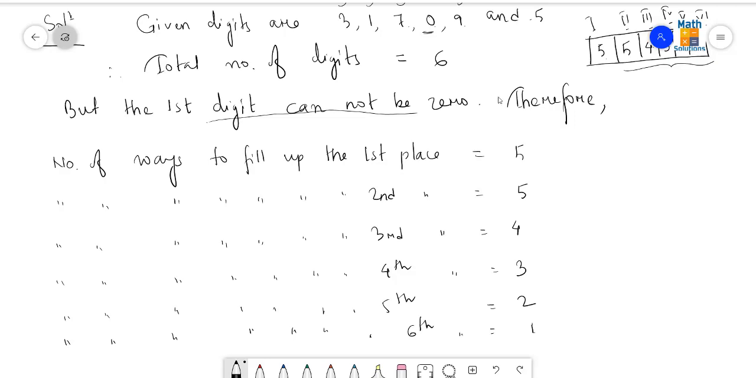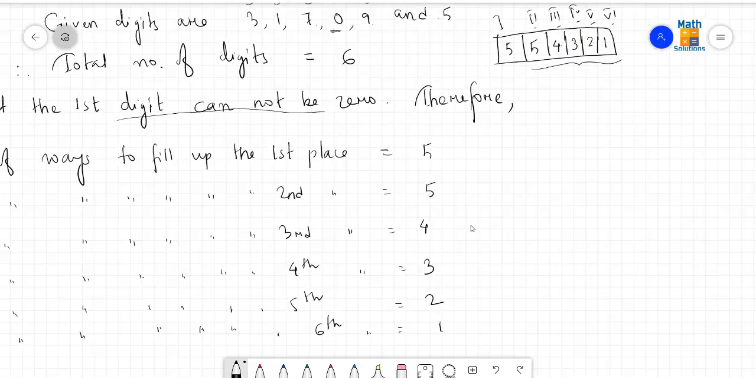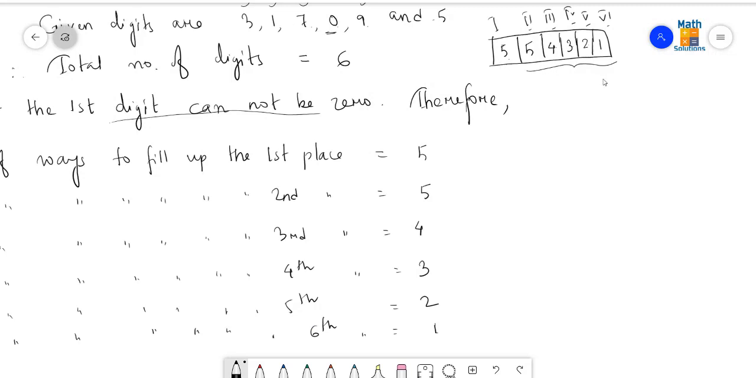Now, total number of possible ways. One thing we have to keep in mind is that in these 6 positions, none of the positions we can ignore.